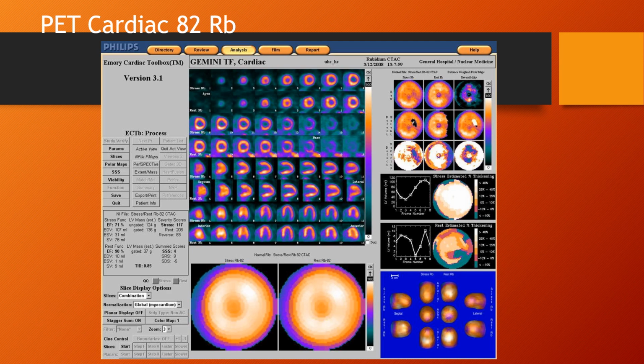And you'll have stress on top, rest on bottom, just like SPECT is. And then over on the side, you get the quantitative data that's very similar. It'll give you the percentage of thickening. It'll give you the 3D models, the sum stress scores. Ejection fractions will be built into it for stress and rest and the sum stress scores. If you're doing myocardial blood flow reserve, it will give you that information as well. And then you also get the analysis of any ischemia that might be there and those subtraction issues or degree of reversibility.